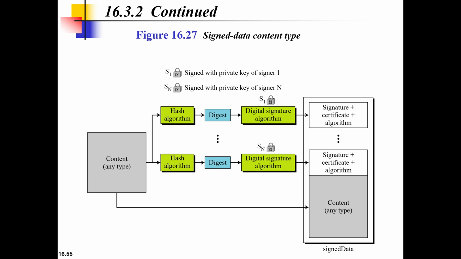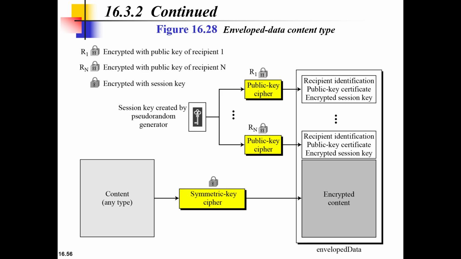Next is enveloped data content type. This type is used to provide privacy for the message. It contains any type and 0 or more encrypted keys and certificates. The encoded result is an object called enveloped data. Figure 16.28 shows the process of creating an object of this type.